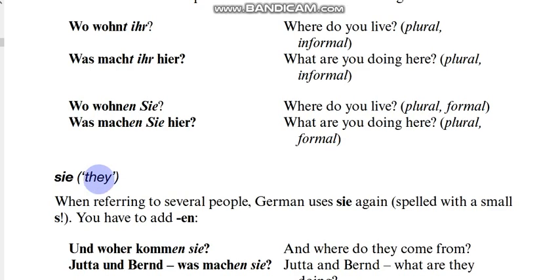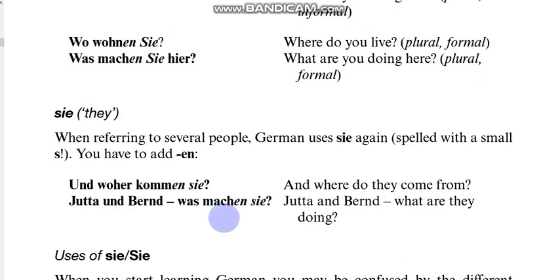Sie, they. When referring to several people, German uses sie again, spelled with a small s. You have to add -en. Und woher kommen sie? And where do they come from? Jutta and Burt. Was machen sie? Jutta and Burt. What are they doing?